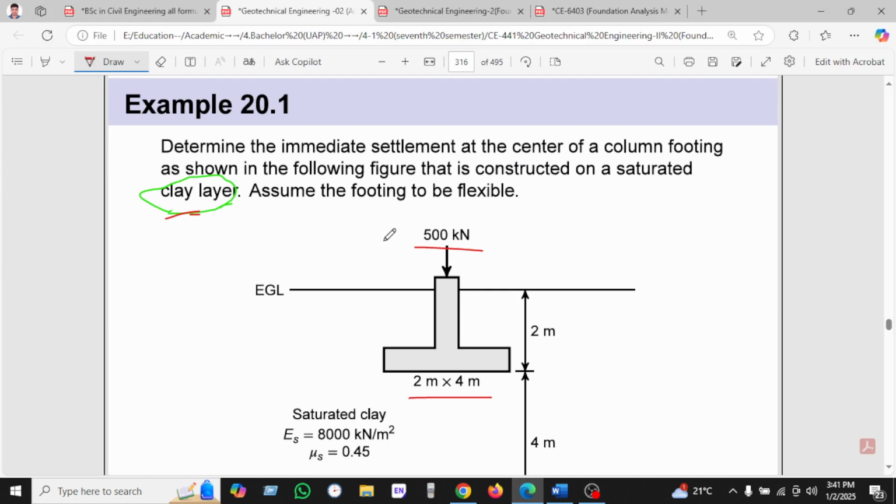Now we'll see an example to determine the elastic settlement. Determine the elastic settlement of the center of the footing shown here in the following figure. It is on saturated clay, so this is the clay, and the footing is flexible.